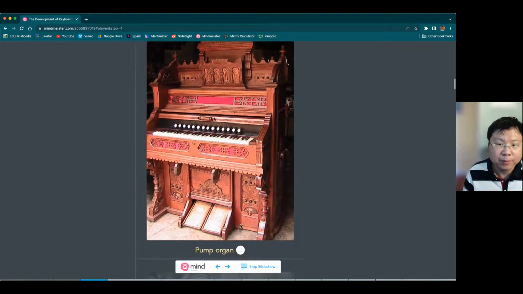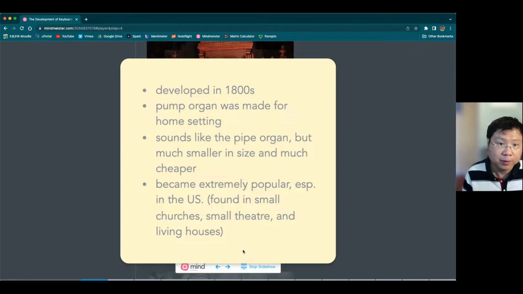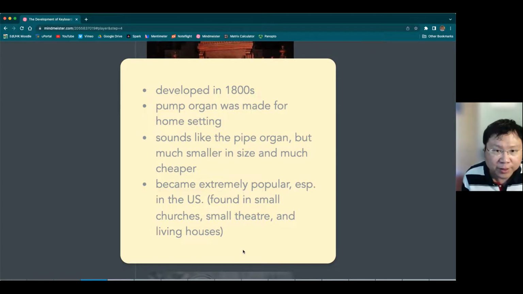Next, the pump organ. The pump organ was invented in the 1800s, and it was made for home settings. It sounds just like the pipe organ, but was much smaller inside and much cheaper. Therefore, it became extremely popular, especially in the US, and in small churches and small theaters.